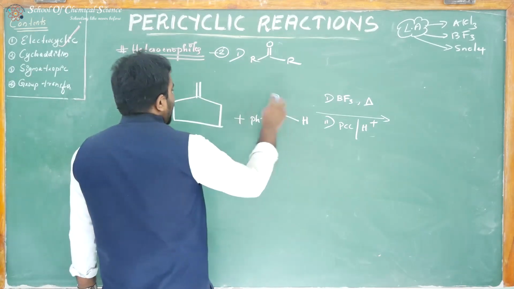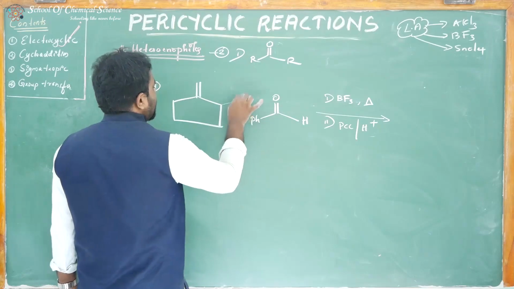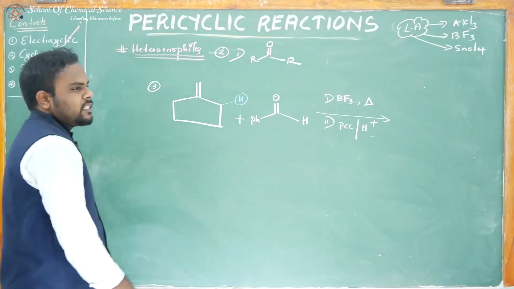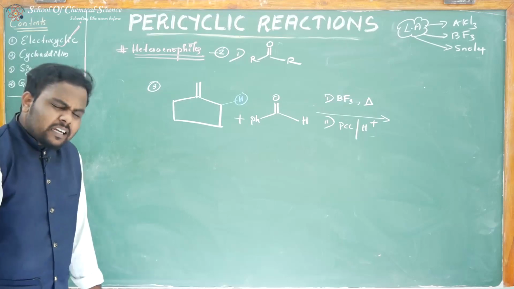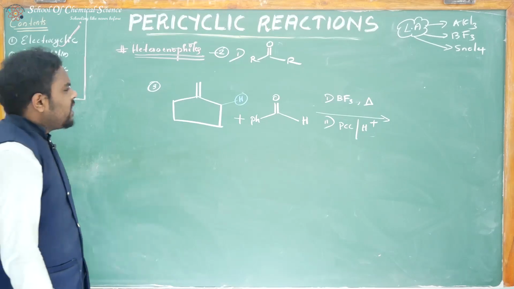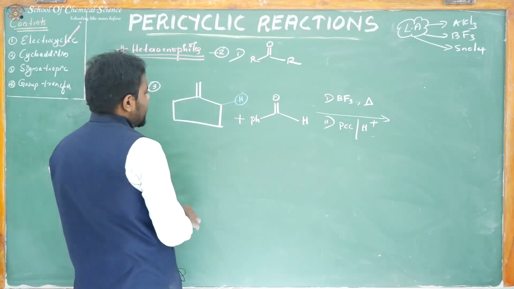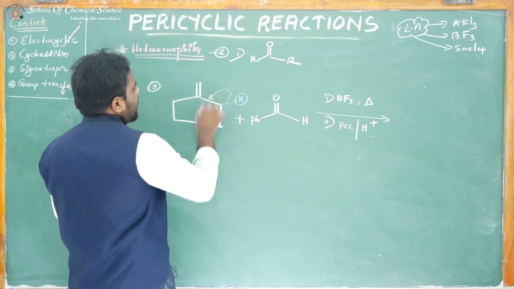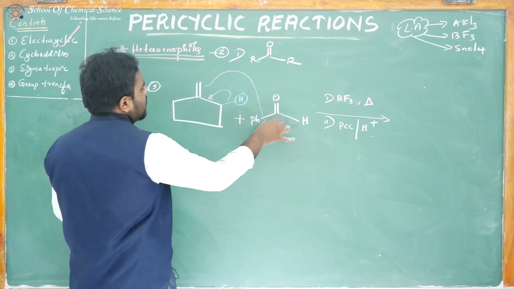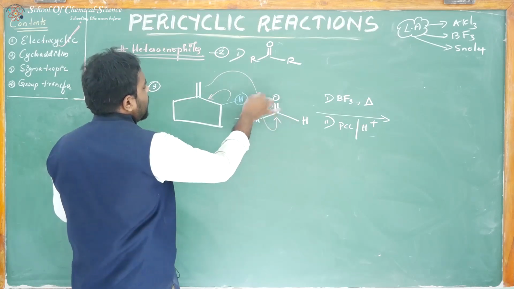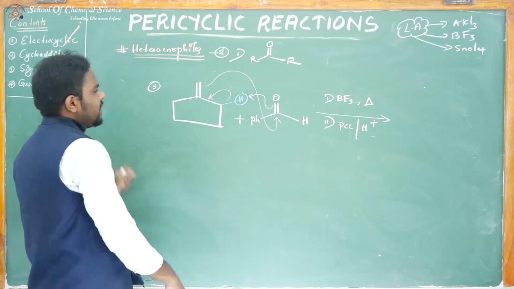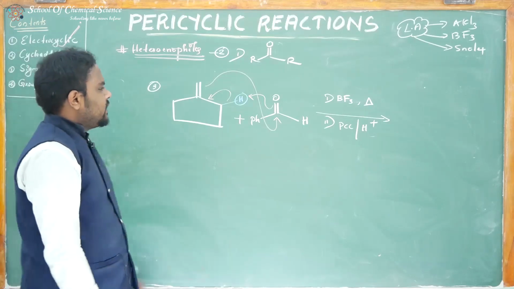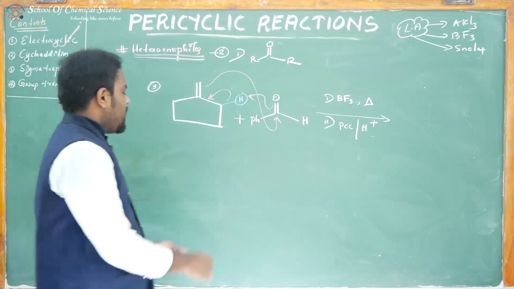It's a heteroenophile. Here an allylic carbon is present. So allylic system plus enophile, definitely it's an ene reaction. What will be the reaction? This carbon hydrogen bond is shifted towards here. This towards here. This bond catches the H plus. That will be the reaction, taking place in the presence of BF3.